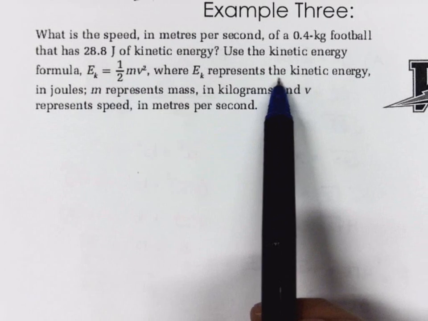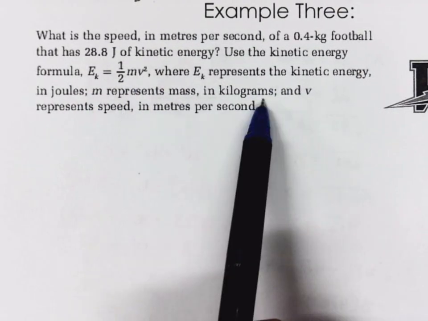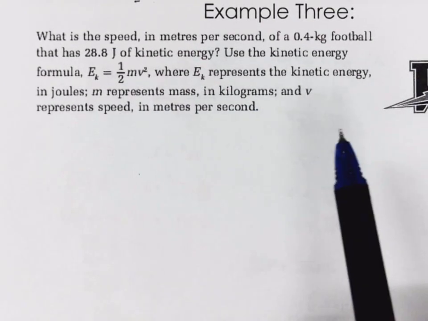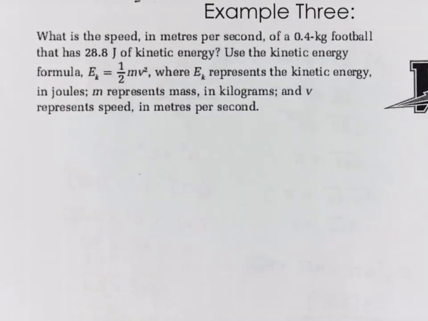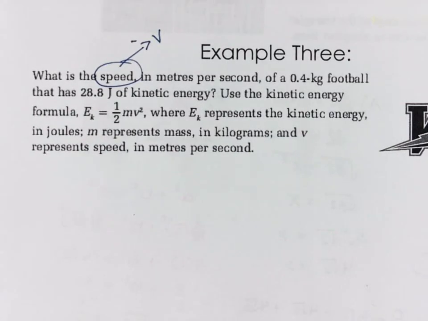EK represents the kinetic energy, 1/2 mv squared, where m is the mass in kilograms and v represents the speed. I'm guessing it's velocity in meters per second. So what are we solving for? What's the speed? We're looking for the letter v. The mass of the football is 0.4 kilograms, and it has 28.8 joules of kinetic energy. So go ahead and fill in where you think all those numbers go into the formula.